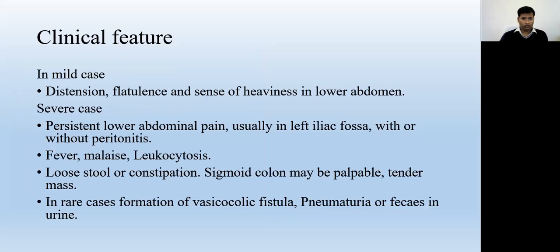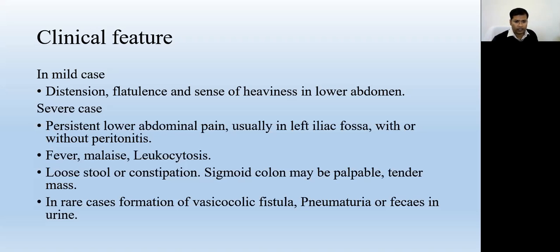So here are the clinical presentations: in the mild case only little distension, flatulence, and some heaviness in the lower abdomen. In the severe case, persistent lower abdominal pain, usually in the left iliac fossa, because the sigmoid colon is the most commonly involved part, with or without peritonitis. Means if it is perforated, then it is peritonitis. If perforation is not there, then peritonitis may not be there. And fever, malaise, leukocytosis, loose stool, or constipation. In long-standing cases, the sigmoid colon may be palpable as a tender mass.